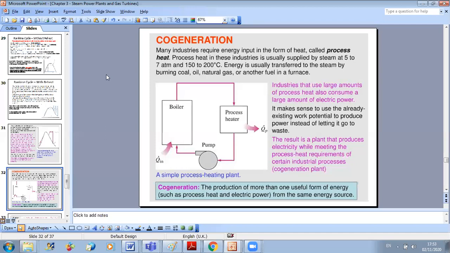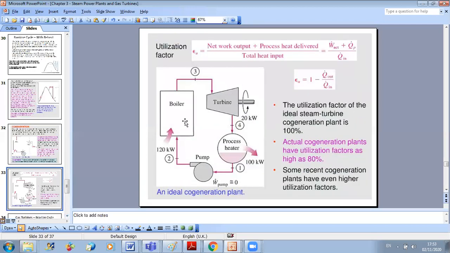Cogeneration consists of the production of more than one useful form of energy, such as process heat and electric power, from the same energy source. So going back to our steam power plant here, it is used to produce electricity because you take work at the turbine level, and you use the mechanical energy to turn a generator, an alternator. If you remember, in the first chapter we introduced how a turbine works, and we said that we can convert the mechanical energy to electrical energy.